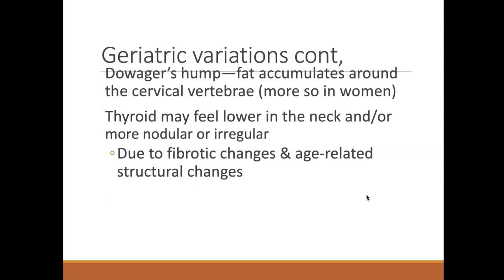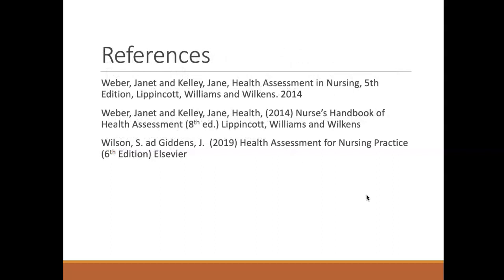That dowager's hump, you've probably seen it on other people, perhaps a family member or someone, or maybe even in a movie. It's that little hump when little old ladies get older and look hunched over. It has a little fat that accumulates around the cervical neck. The thyroid, with the geriatrics, may feel a little bit more nodular and irregular. It's just some fibrotic changes that can happen as they get older. There aren't any real variations for your pediatric clients for any of that.